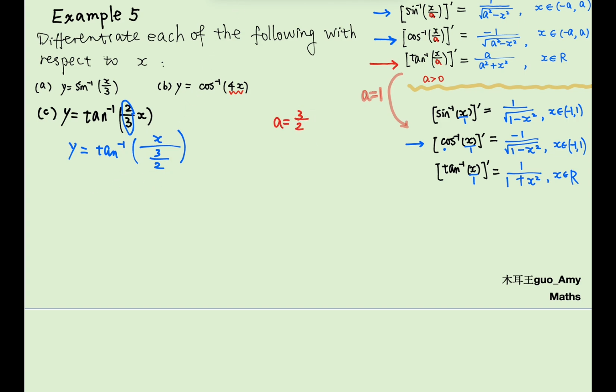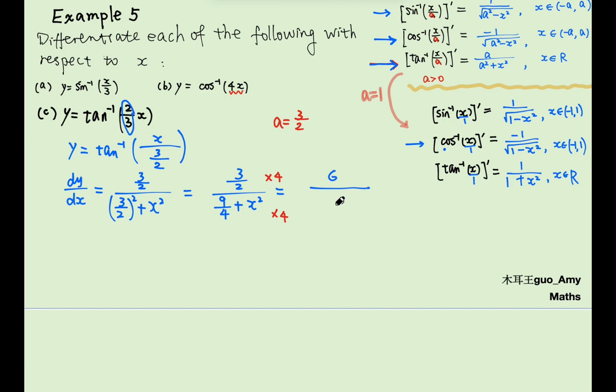We will apply the formula to get dy/dx. It is equal to a, which is 3 on 2, over a squared, 3 on 2 squared, plus x squared. And we will simplify this fraction in this way: 9 on 4 plus x squared. Then both numerator and denominator times 4. Then we will have 6 on 9 plus 4x squared. And this result is valid for all real numbers of x, since it's the inverse tangent.